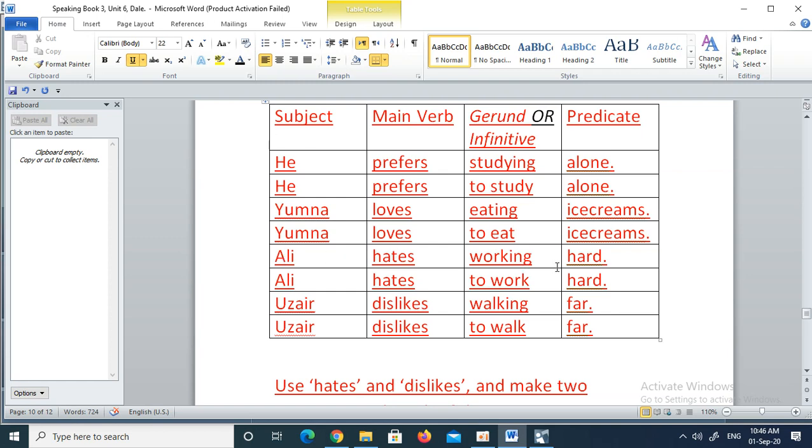Ali hates working hard, and working is a gerund. But I can also use the same construction and just change the gerund to the infinitive, and I can say Ali hates to work hard. Uzair dislikes walking far. Dislikes takes the gerund there, but dislikes can also take an infinitive. So I can say Uzair dislikes to walk far.